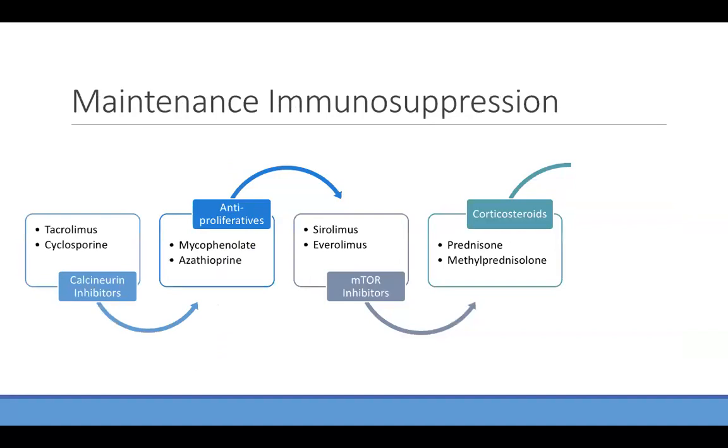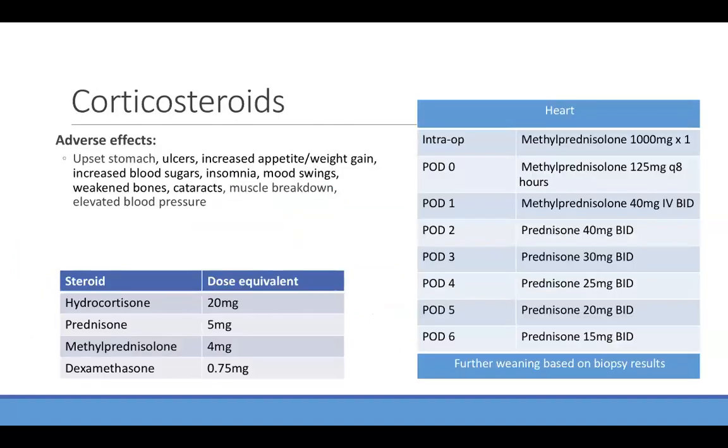So moving on to corticosteroids, such as prednisone and methylprednisolone. These inhibit T cells as well, especially at higher doses. When you use them at very high doses, they really do inhibit our T cells. However, corticosteroids have many, many side effects. They can cause upset stomach, ulcers, increased weight gain, appetite, and blood sugar.